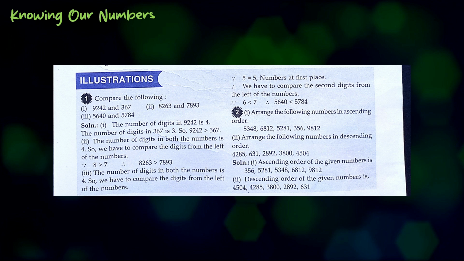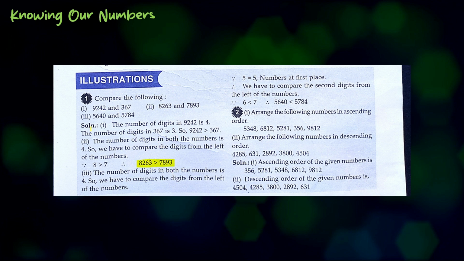Now coming to the second sub question, the number of digits in both the numbers is 4. So we will apply the next rule. We have to compare the digits from the left of the number. One number is 8263 and the second number is 7893. So 8 is greater than 7. So obviously 8263 is greater than 7893.